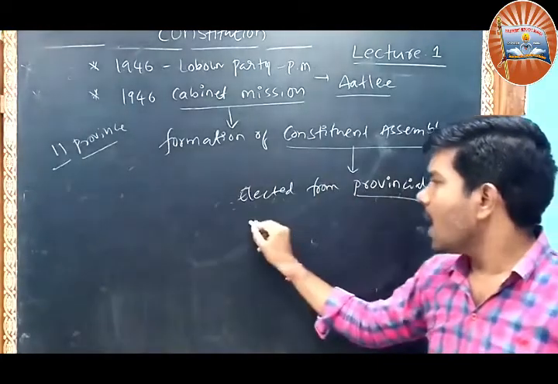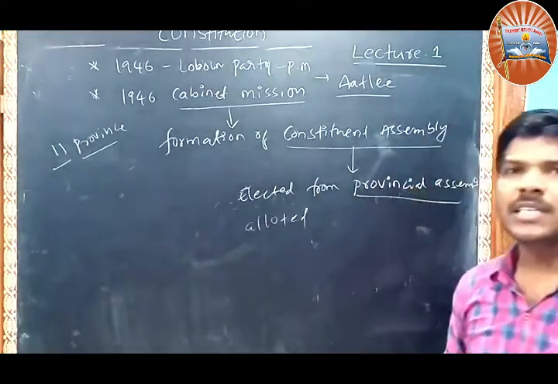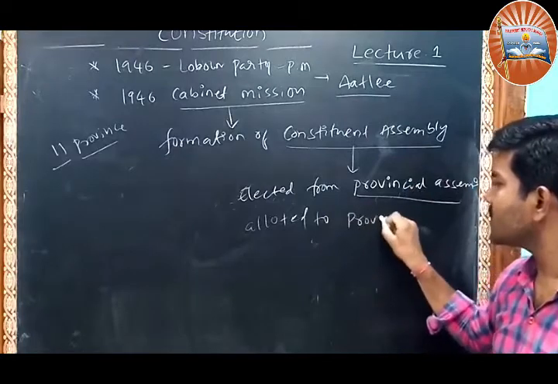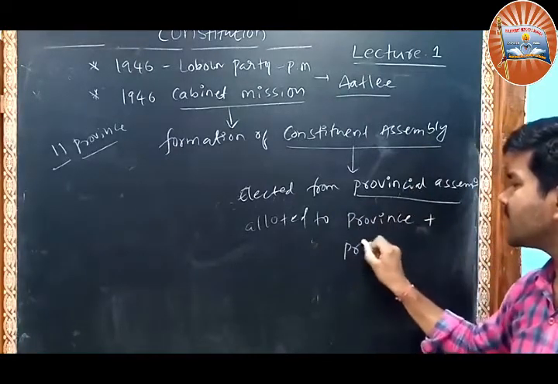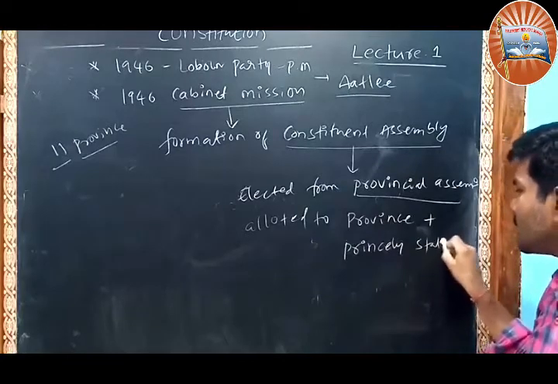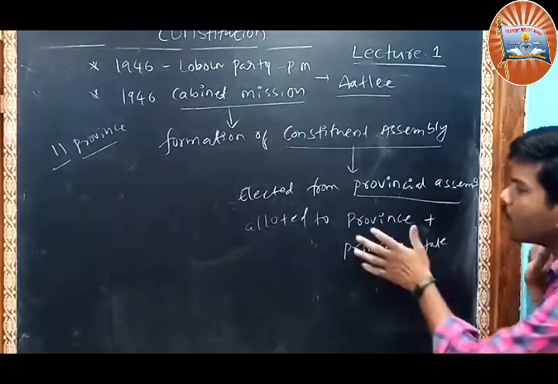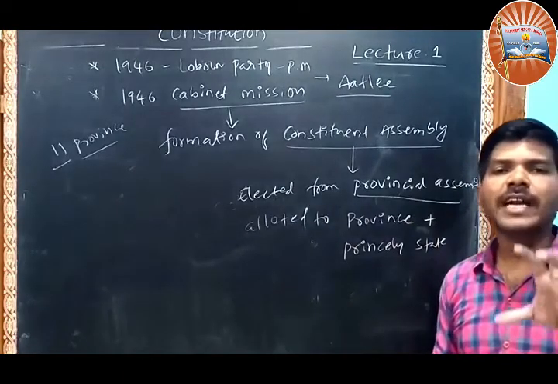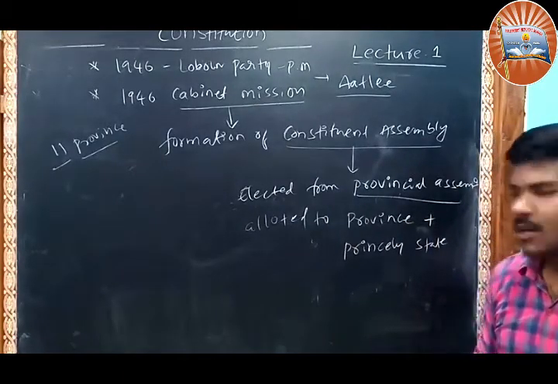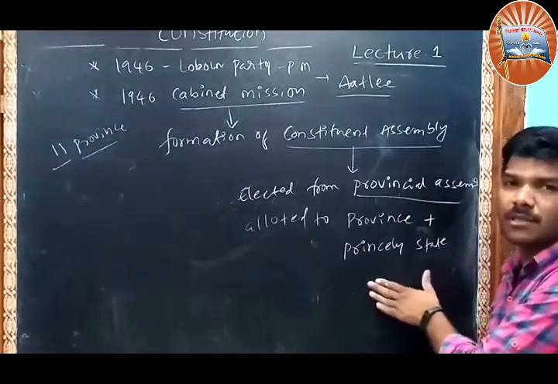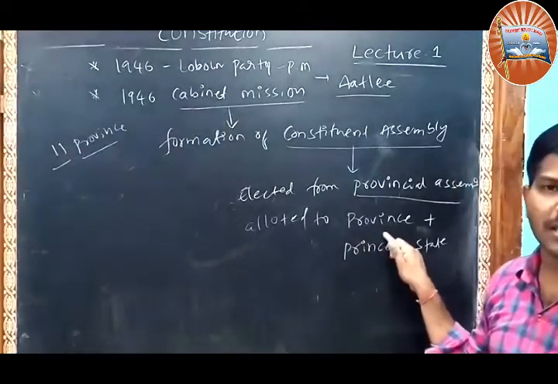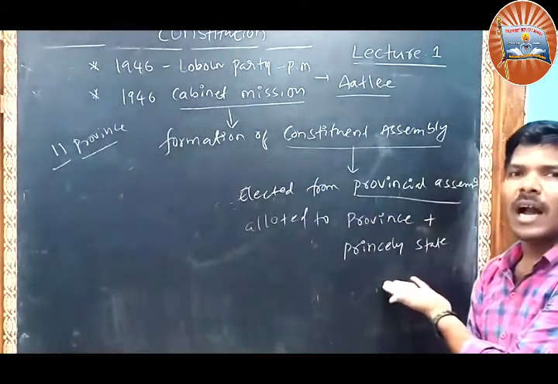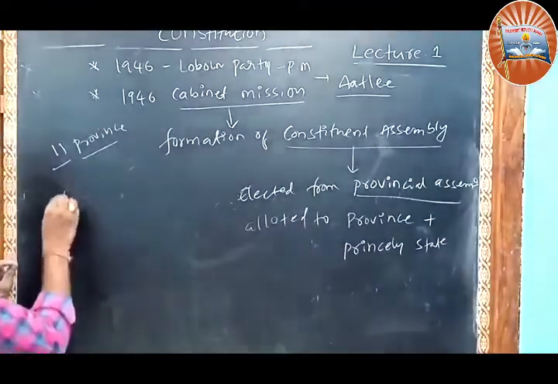Seats were also allotted to the provinces plus princely states. They wanted to make a constitution of India that includes the provinces and also the princely states. Princely states means the kingdoms which are under the control of the kings. So they were appointing members from the kingdoms, and they were appointing persons from the British provinces. They are electing persons from the British area and also the King's area. So let us see from the provinces.